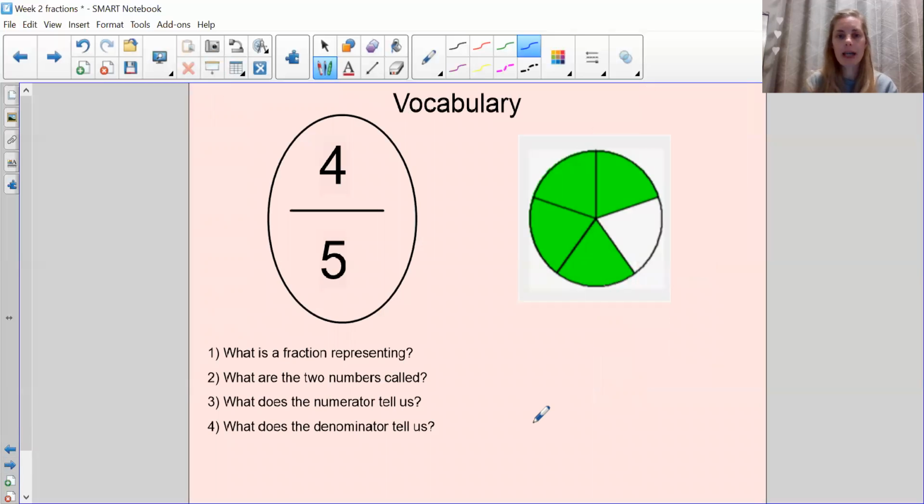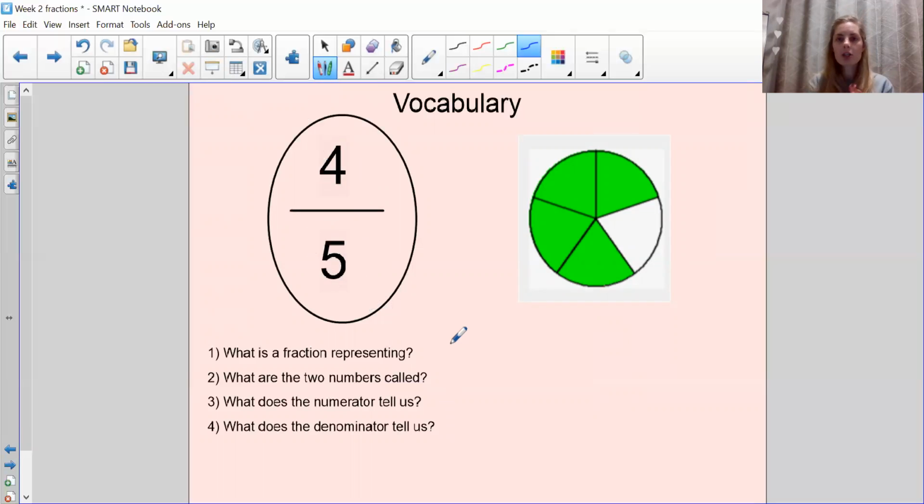Right, so let's look at some of the vocabulary that we're going to be looking at over the next couple of weeks. So what is actually a fraction? What is a fraction to you? So have a think about that question. What do you think the 2 numbers are called? What would we call this top number, and what do we call the bottom number? What does this top number tell us? And what does this bottom number tell us? So have a quick go at answering those 4 questions. So pause the video and let's see how you can get on with that.